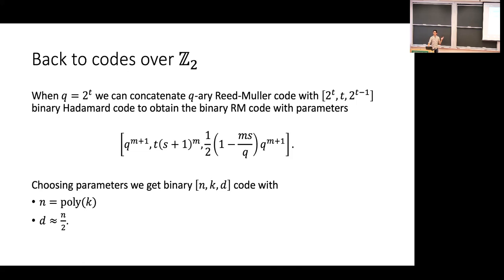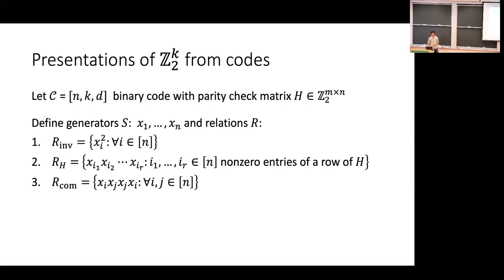Now we're going to use this code to get a presentation. How do you get presentations from codes? We're going to get presentations of this specific group, Z2 to the k. Let's say you walk up to me with an [n,k,d] code, and you chose a parity check matrix for it. A code can have many different parity check matrices, but pick one, H. We're going to define generators x1 up to xn. So there's a generator for every bit of your code word. And we're going to define the following relations.